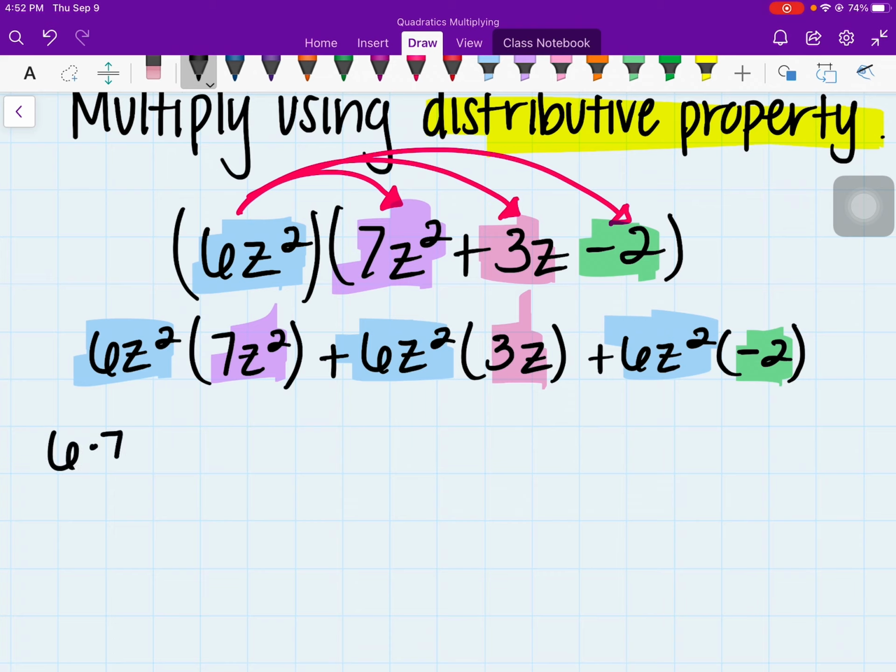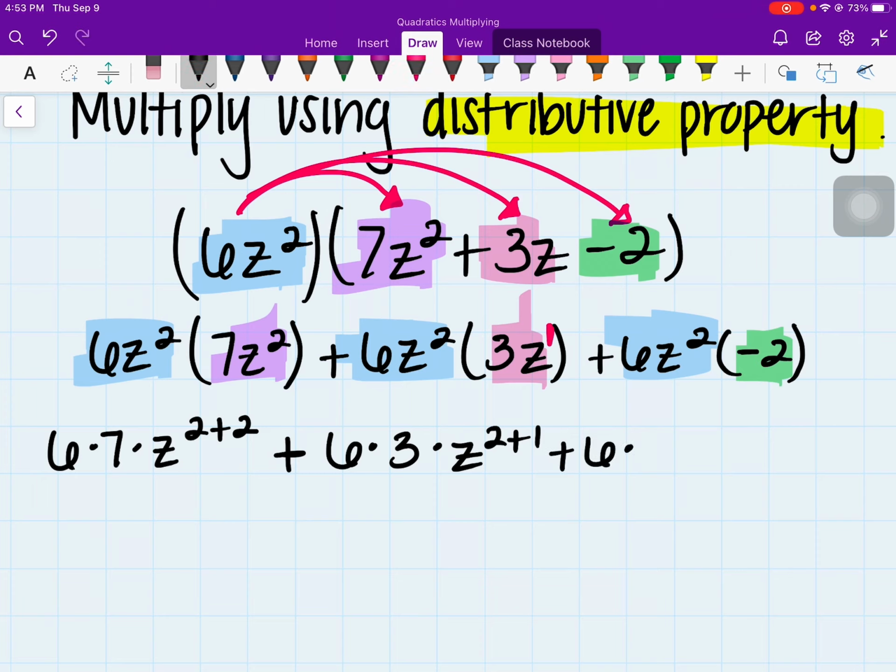So in this case, we multiply as follows. We do the 6 times the 7. And in this case, our exponents will be adding. Bring down my plus sign. And then 6 times 3 times a z squared plus 1. Once again, there is an exponent of 1 there. Plus 6 times a negative 2. Times, in this case, z squared. There's nothing going to be added to the z, so that's just z squared.